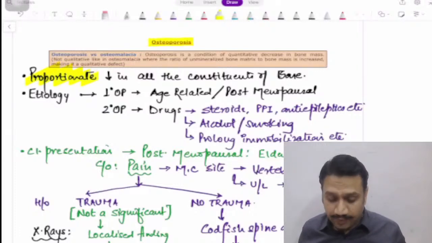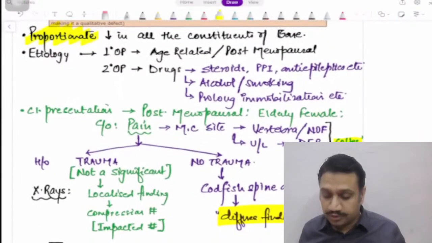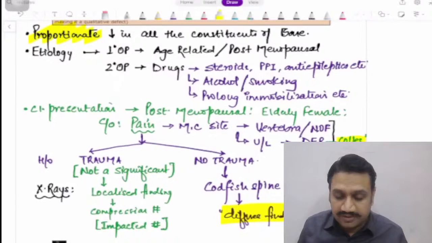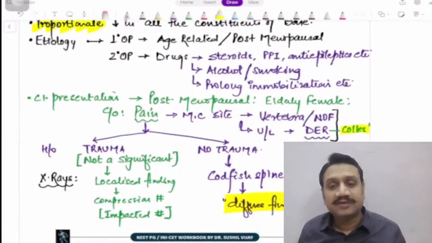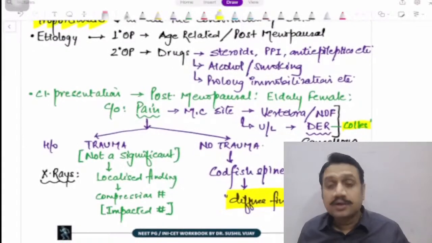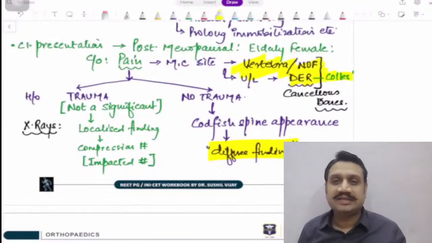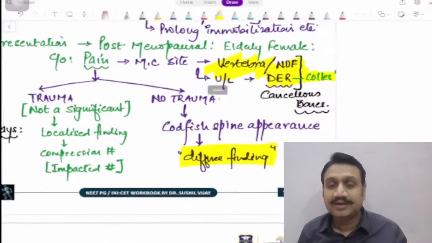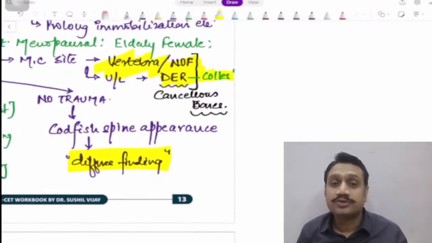Okay. And when they ask about osteoporosis, you should always know the most common sites affected in osteoporosis. What are those? Vertebra, neck of the femur and the distal end of the radius. And what is common in all the three? Vertebra, neck of femur and the distal end of radius. What is common? That all of these three sites, they are cancellous bones, right? They are all cancellous areas, and that is the commonest site to get involved in osteoporosis.